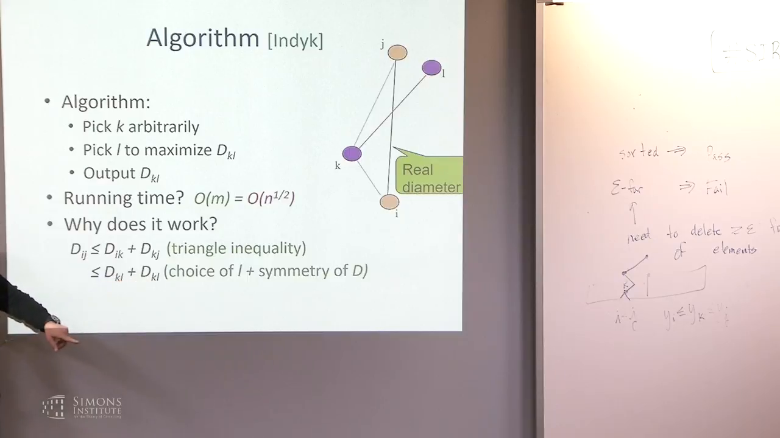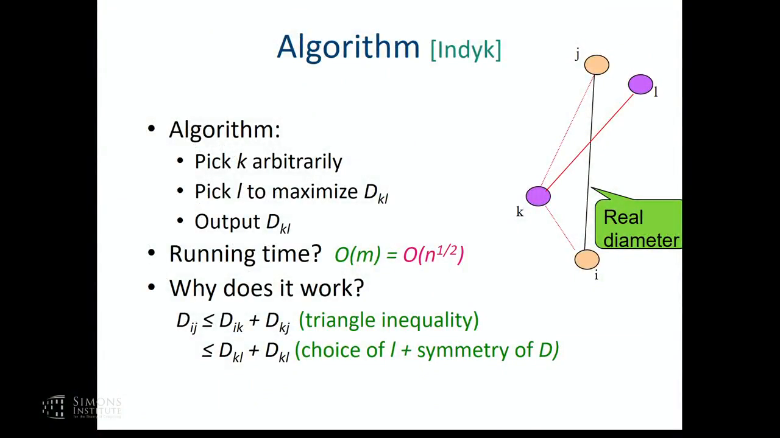And I'm using here the algorithm because it picked the farthest point from k, as well as symmetry because I flipped something here, this guy, d_ik. I used the fact that d_ik and d_ki are the same. Okay, so it's simple, right? And now I'm done. So now d_ij is at most 2 times d_kl. So d_kl is at least half d_ij. So that's it. That's the whole thing.